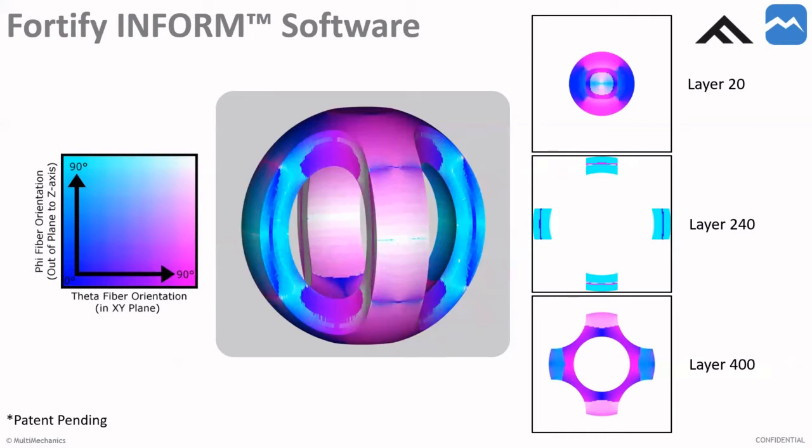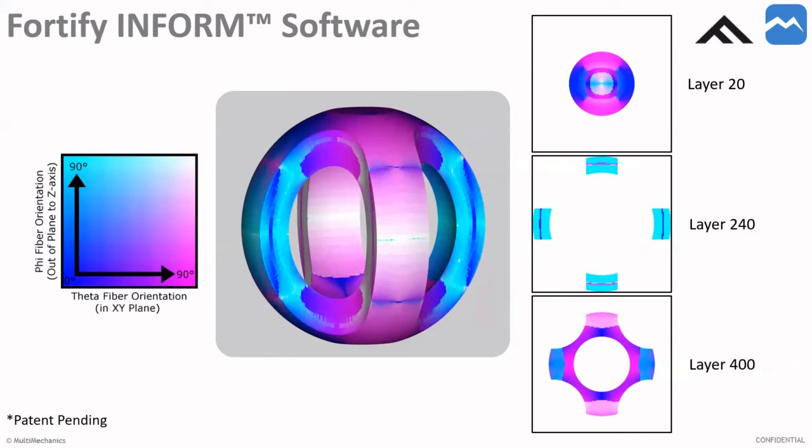Referencing that 2D color map legend on the left, anytime it's pink, it's kind of oriented out of plane, blue in plane, and the lighter sections are aligned perfectly vertical, and as it gets darker, it's becoming more horizontal. So this is exactly what you expect to see from a part oriented with fibers.